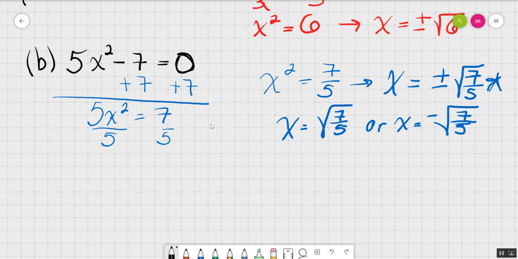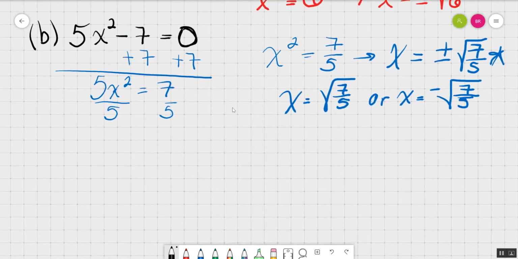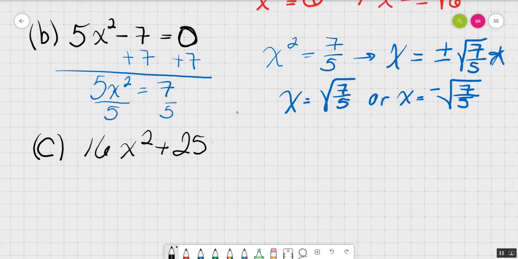Let's take a look at another one. Now this one is very similar to the one I just did, but it's got some changes. You'll see what I mean. 16x squared plus 25 is equal to 0. Do green. I haven't done green in a while.